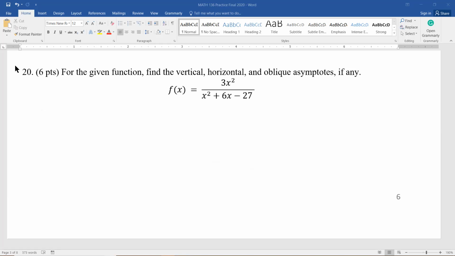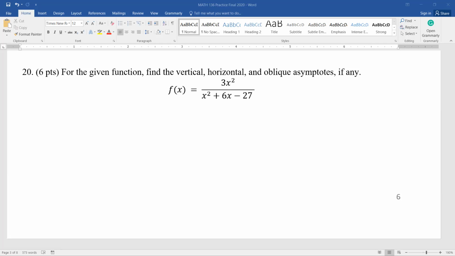For question number 20, we were given a function. We were asked to find horizontal, vertical, and oblique asymptotes if there were any. The first thing I would do is find the vertical. Vertical asymptotes happen anytime that your denominator equals 0. So I'm going to take the x squared plus 6x minus 27, and I'm going to factor it.